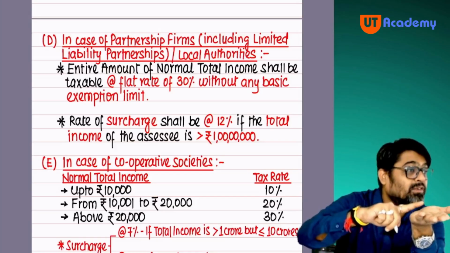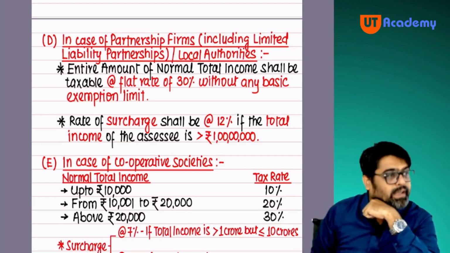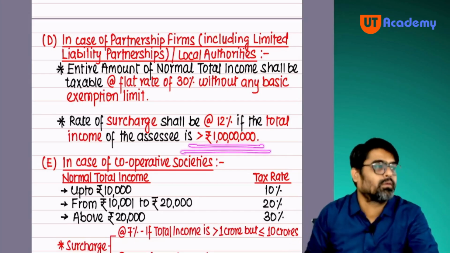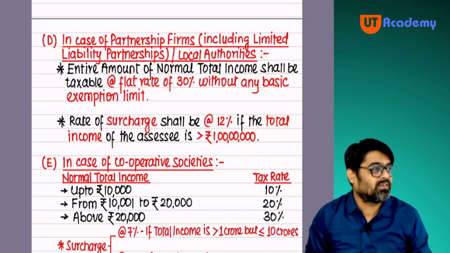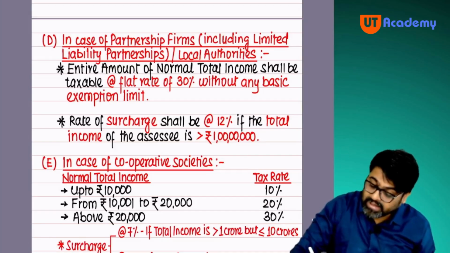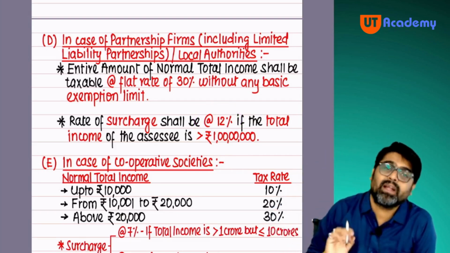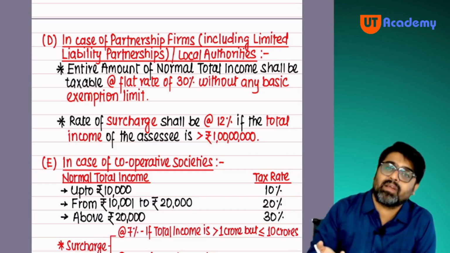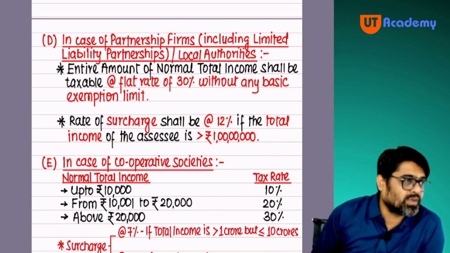With this you will have to pay surcharge also. Partnership firm, local authority, will you pay surcharge? Yes, if your total income is more than 1 crore. They are not liable to pay surcharge if their total income is up to 1 crore. They are liable to pay surcharge only if their total income is more than 1 crore, and in that case, they are going to pay surcharge at the rate of 12%. Very easy, no? What is the rate which you will remember? 30%. What is the surcharge rate you will remember? 12%. And that surcharge rate is applicable if your total income is more than 1 crore. That's it.